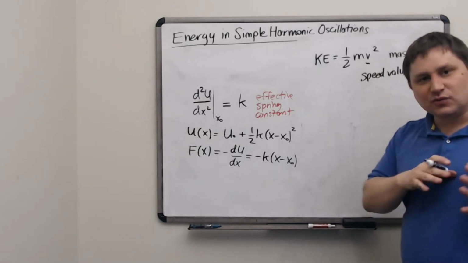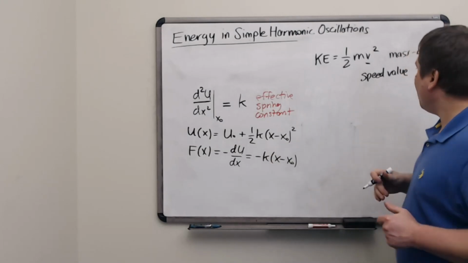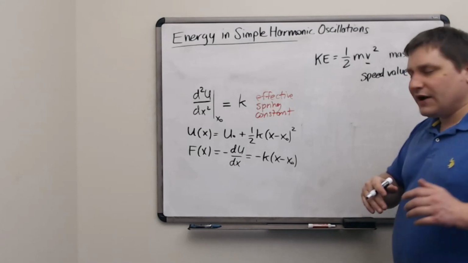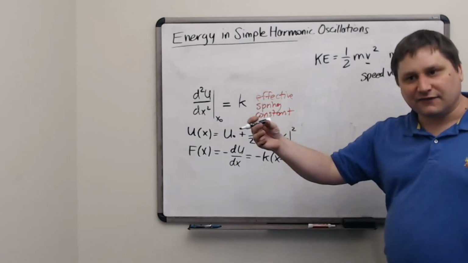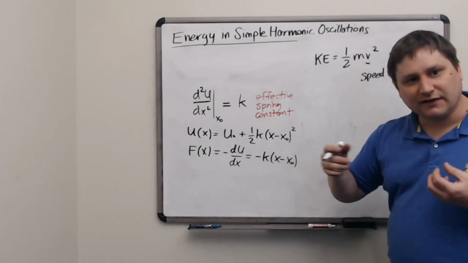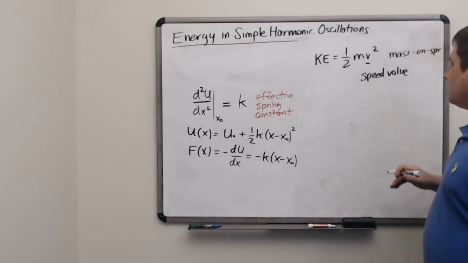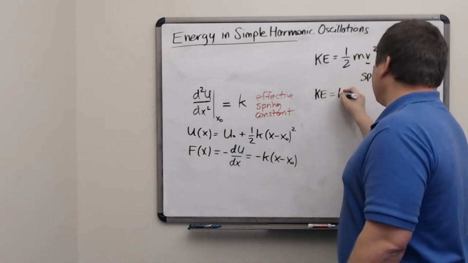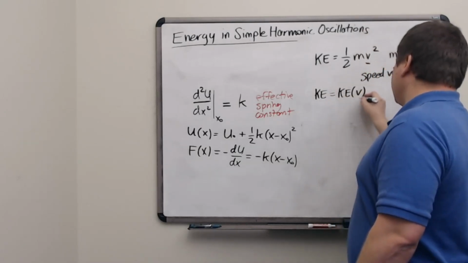Whether this is the actual speed of a moving object, or whether it's the speed of electrons through a coil of wire, or whether it's the relative speed between two atoms in a molecule. There will always be some speed value on which the kinetic energy depends. And we can think of the kinetic energy then as a function of speed.